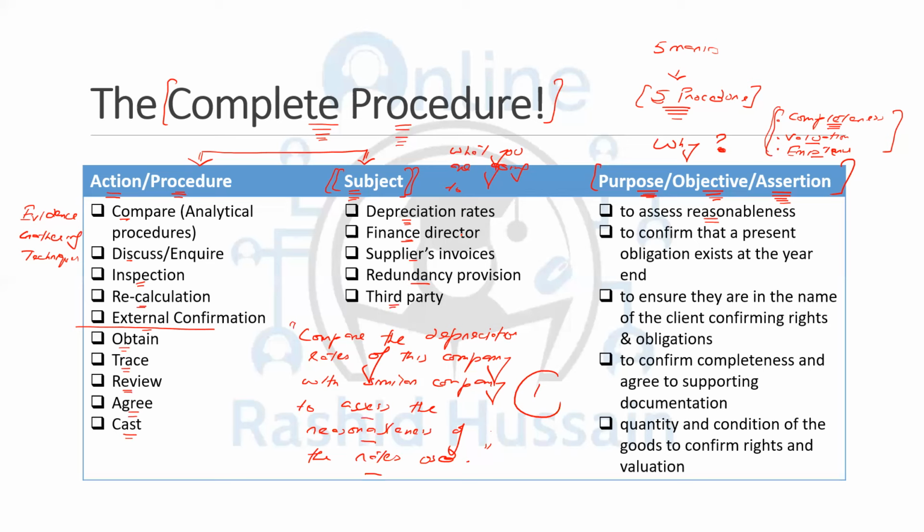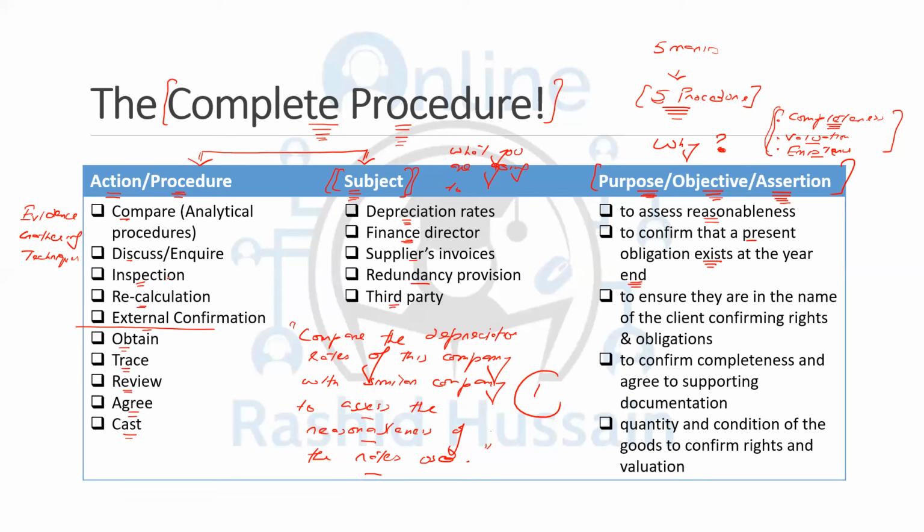Similarly, discuss with finance director. Now, why you are discussing something? For example, if it is relevant to, let's assume, provision. So discuss with finance director to confirm that a present obligation exists at the year end, because we know there's a criteria for the provision that it should be a present obligation as a result of past event, and the amount can be measured reliably. So basically what you're confirming is the criteria of the provision. If there is a present obligation, then you can record the provision. If there's no present obligation, then you cannot record the provision. So discuss with the finance director to confirm that a present obligation exists at the year end.